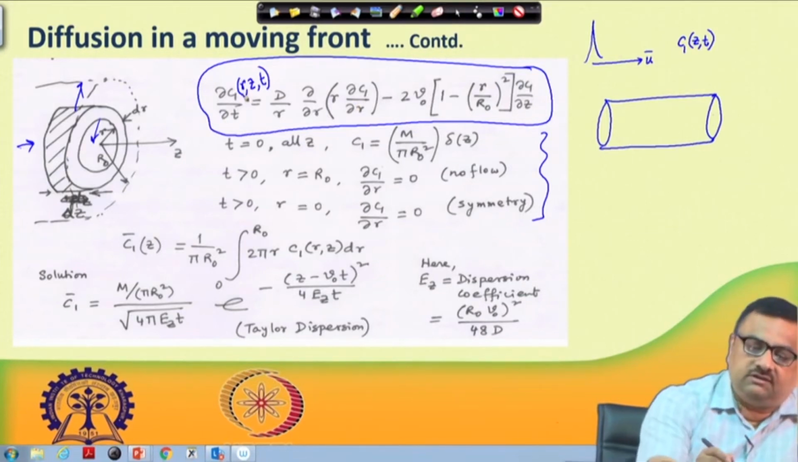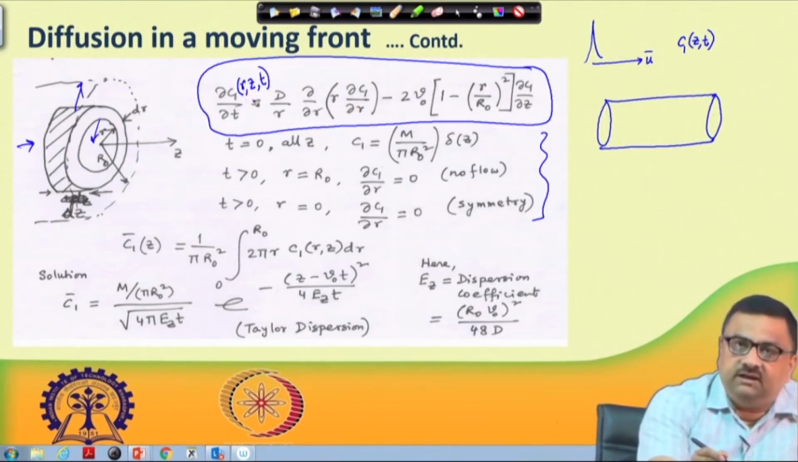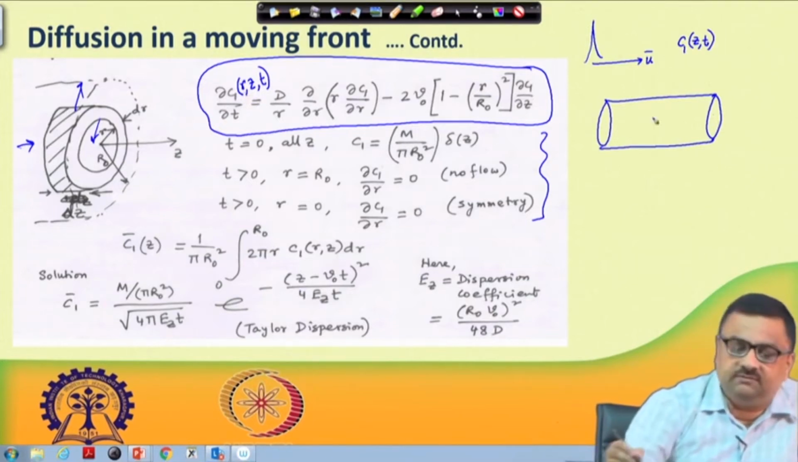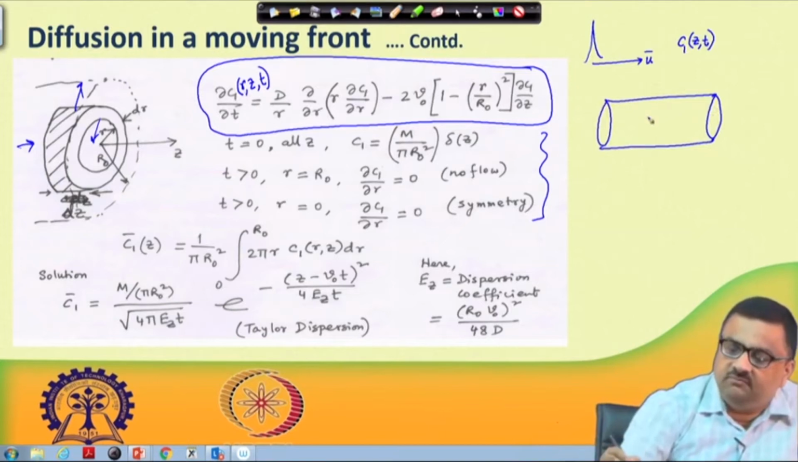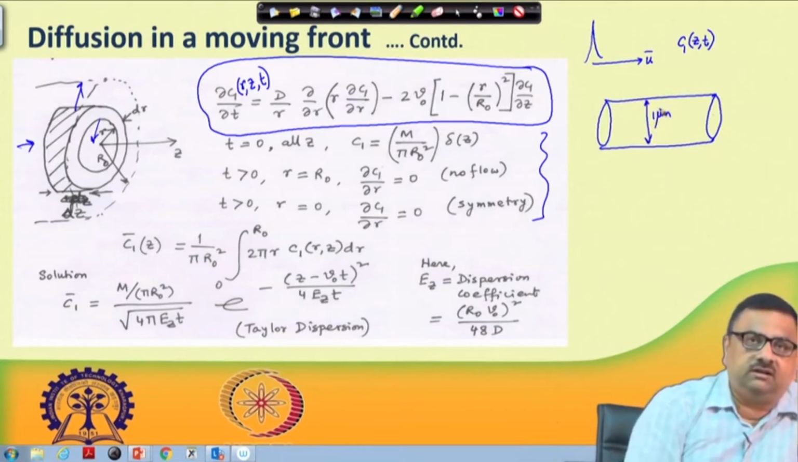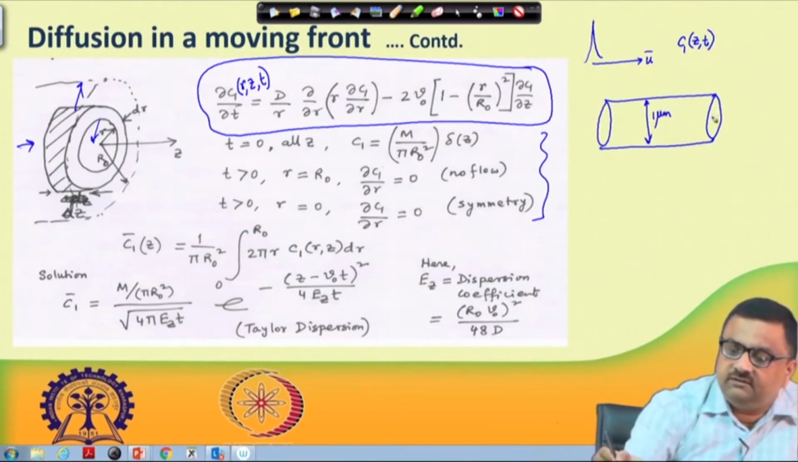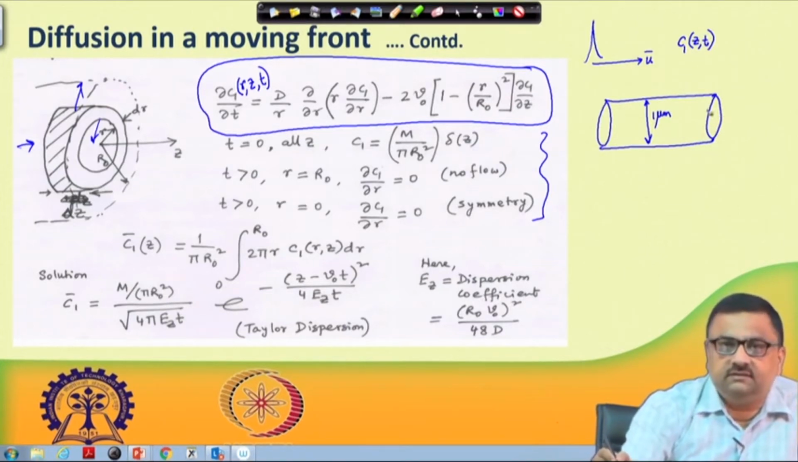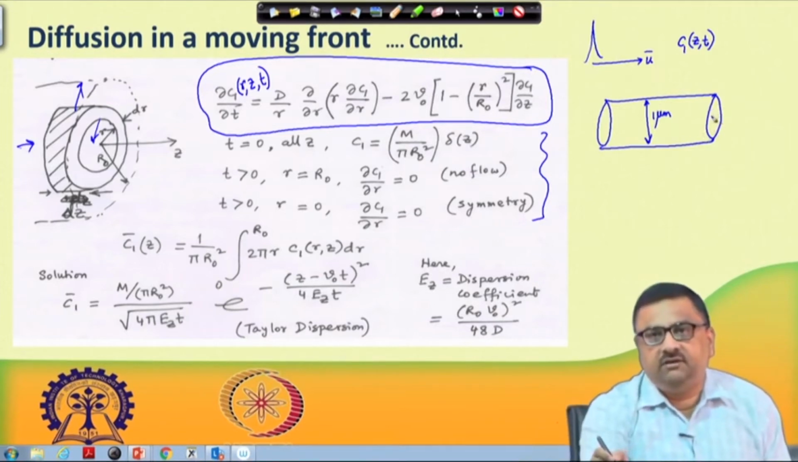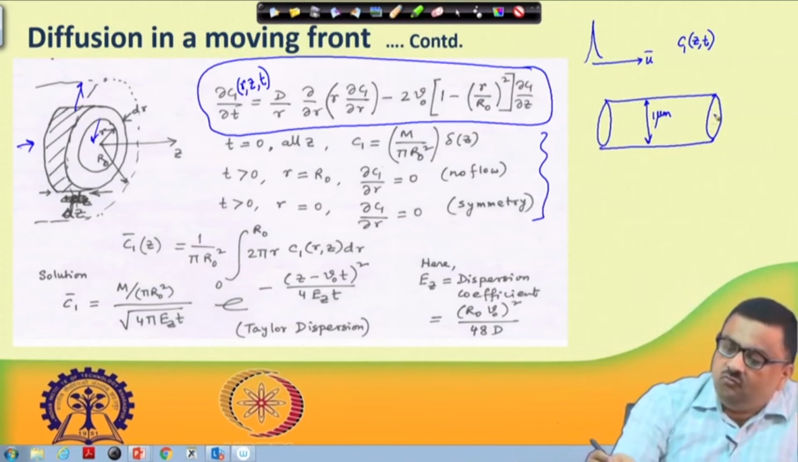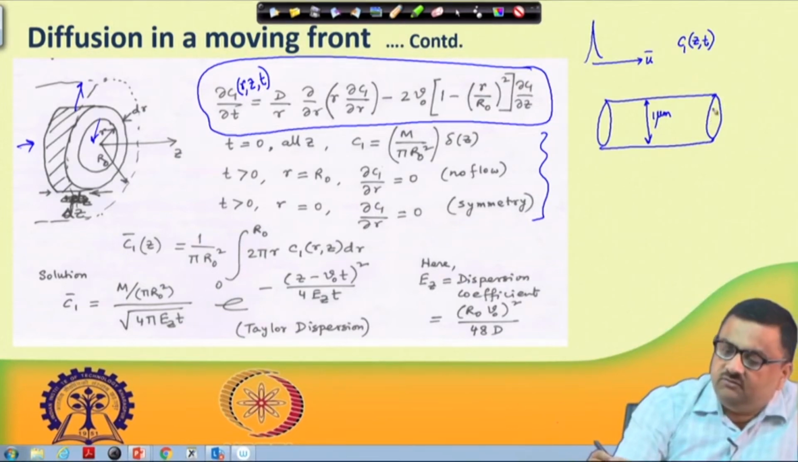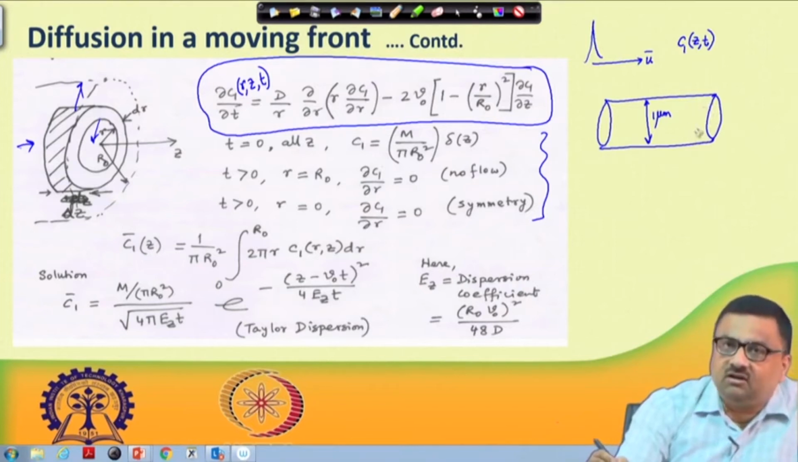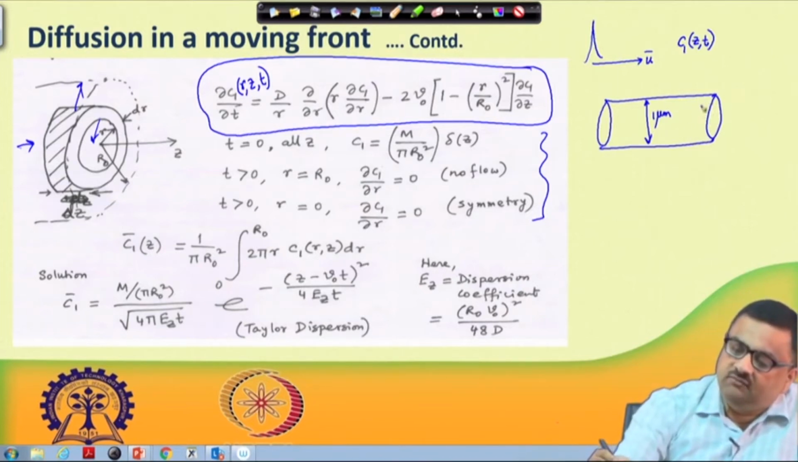So concentration is a function of r, z and time, but frankly speaking we have no way to measure concentration as a function of r, because the dimension we are talking about is on the order of 1 micrometer. Within 1 micrometer, it is next to impossible to find the concentration at various points in our traditional way of doing things. So rather, what we do is collect slices of whatever is arriving at the outlet and mix those slices.